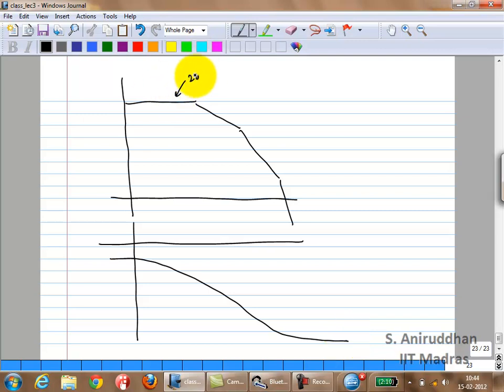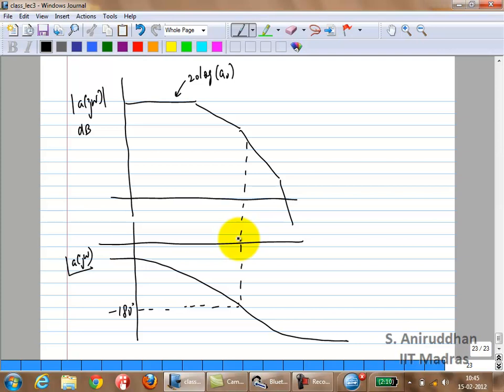This is your 20 log A naught, and you have poles at P1, P2, P3, and this is your phase plot. So it starts from 0 and maybe goes to -270. Of course, in this case I have shown it quite badly.